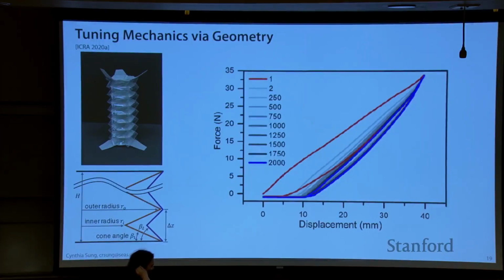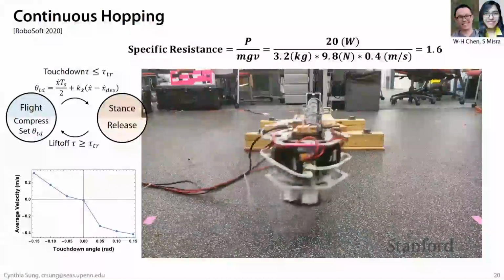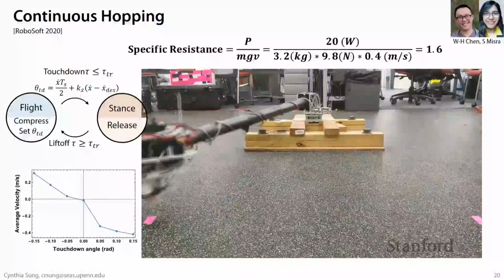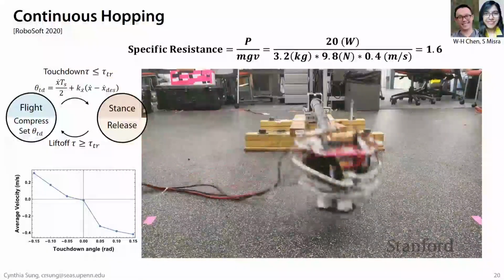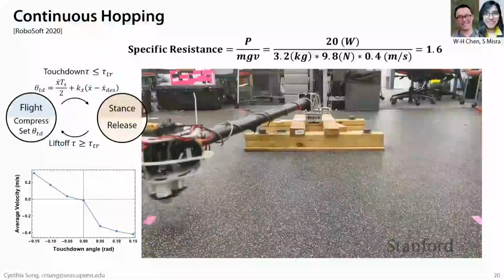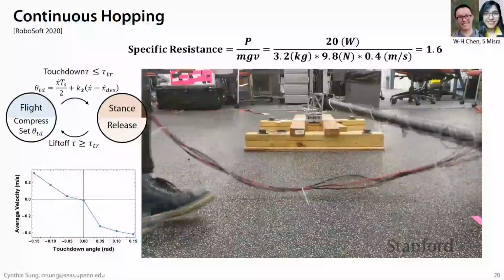Going back to the module though, what we can do now is design some sort of robot, right? Where if we have some particular desired stiffness in mind, we can now design the compliant part to match that stiffness. What you're seeing here is an example of a robot where we actually did that.